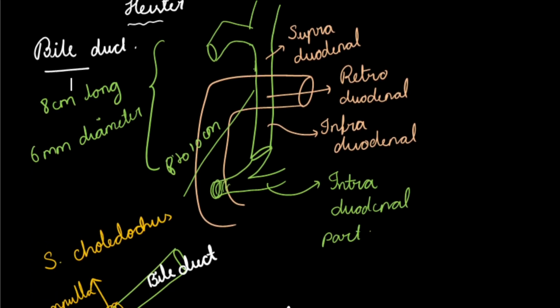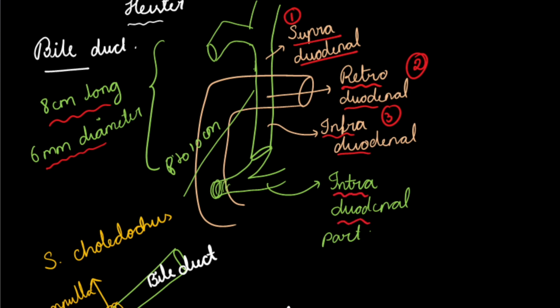And next component, that is bile duct, and it is 8 cm long and 6 mm in diameter. And here, based upon its relation with the duodenum, it is divided into 4 parts. One is the superior part, the supraduodenal part, and the part which is behind the duodenum is retroduodenal part, and the part which is inferior to the duodenum is infraduodenal part, and the part which is entering into the second part of the duodenum along with the main pancreatic duct is called the intraduodenal part.